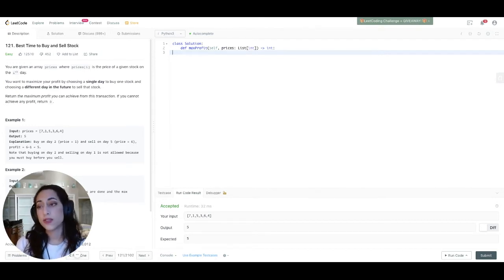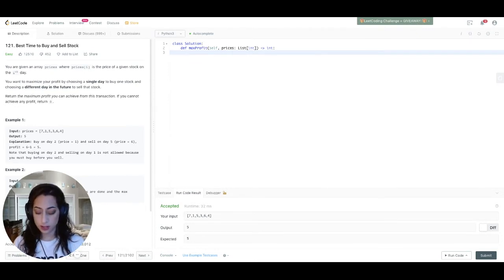So the problem states you're given an array prices where prices[i] is the price of a given stock on the ith day, and you want to maximize your profit by choosing a single day to buy one stock and then a different day in the future to sell that stock. So we want to basically find the min and max such that the max comes after the min, okay? If it's the other way around, it doesn't really work for us because we want to be buying at an index that's earlier than the index that we sell at, okay?